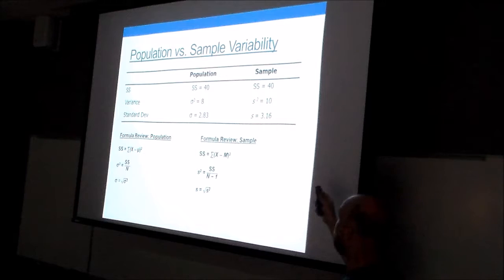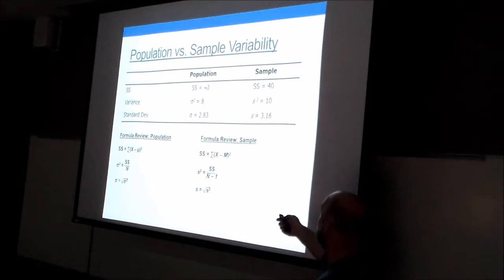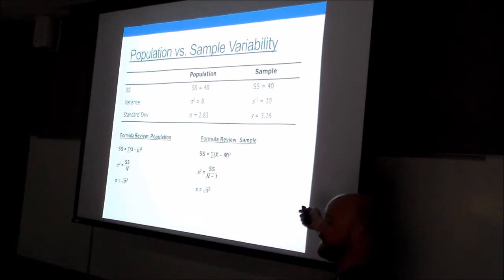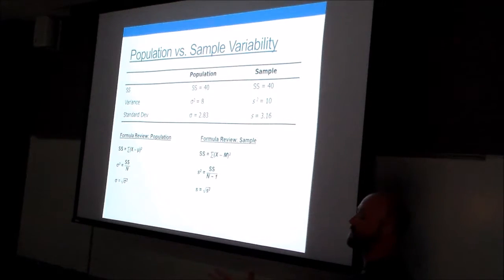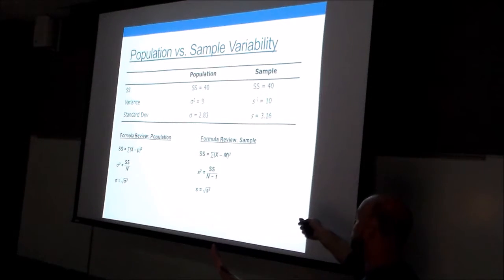All right. So just as a summary, in the example that we've given here, here's population sum of squares, sample sum of squares. These are identical because calculation of sum of squares is the same. Variance though, in our population, if we take these scores that we had and say this is all the scores in the population, we get a variance estimate of 8.